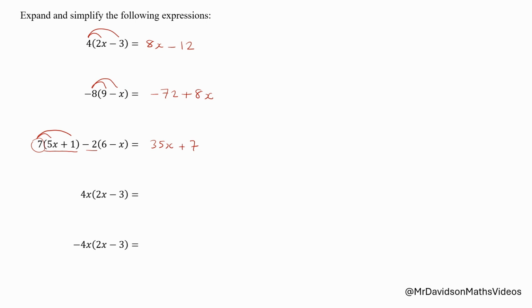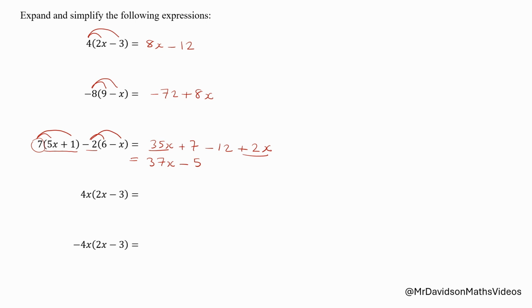Then we're going to do minus 2 times 6, which is minus 12. And then minus 2 times minus x, again a negative times a negative gives us positive. Minus 2 times minus x is going to give us plus 2x. Here we do have like terms, so the like terms here are 35x and plus 2x. We can combine those to give us 37x. And then 7 minus 12 will give us minus 5. And this is as simplified as we can make it, so it's 37x minus 5.